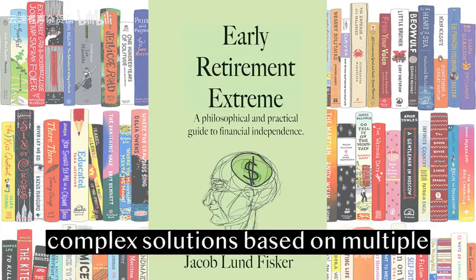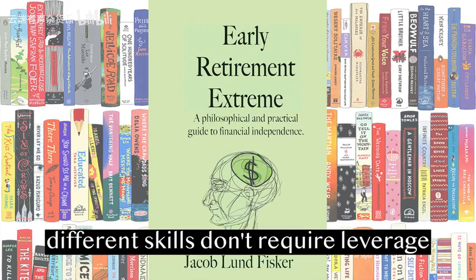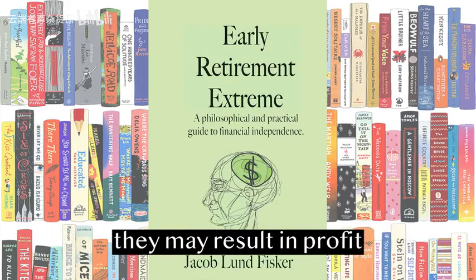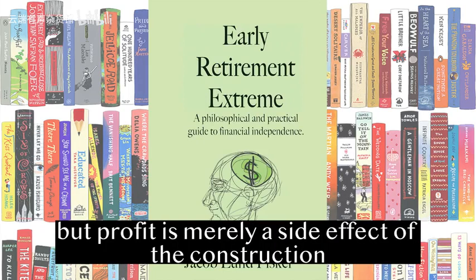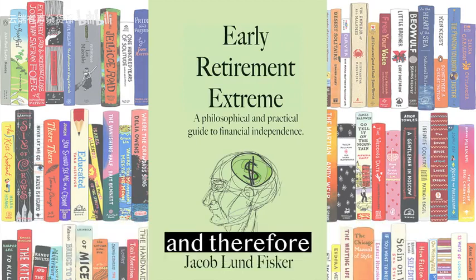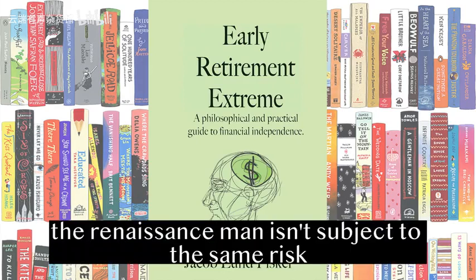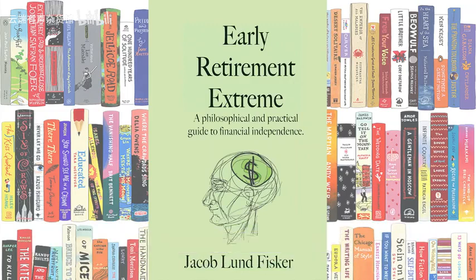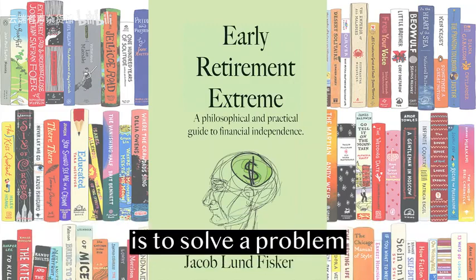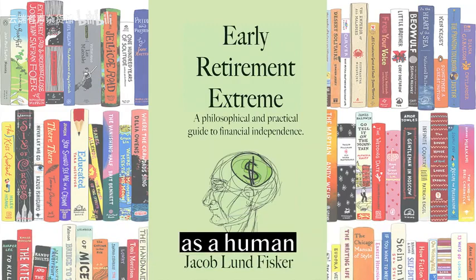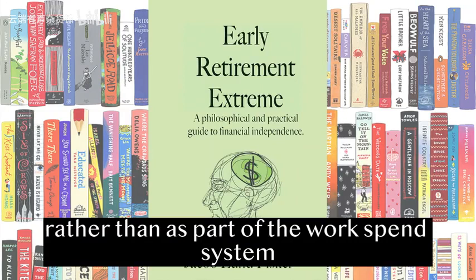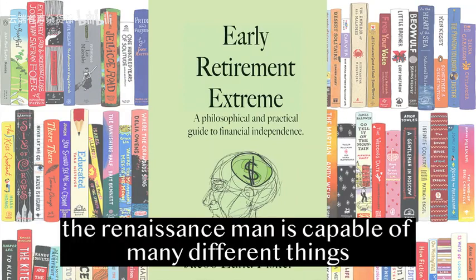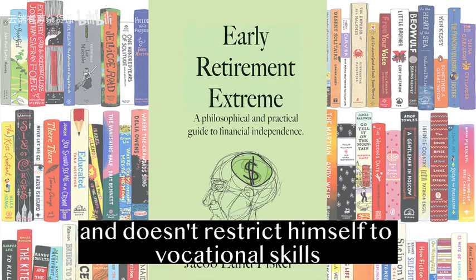Complex solutions based on multiple different skills don't require leverage. They may result in profit, but profit is merely a side effect of the construction, and therefore the Renaissance man isn't subject to the same risk as the businessman. The main purpose of the Renaissance man is to solve a problem as a human, rather than as part of the work-spend system. The Renaissance man is capable of many different things and doesn't restrict himself to vocational skills.